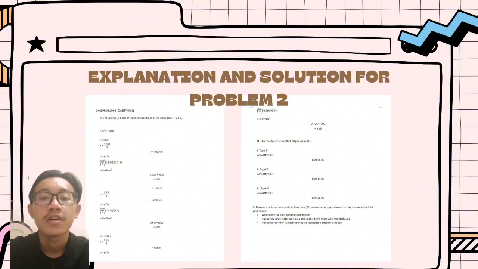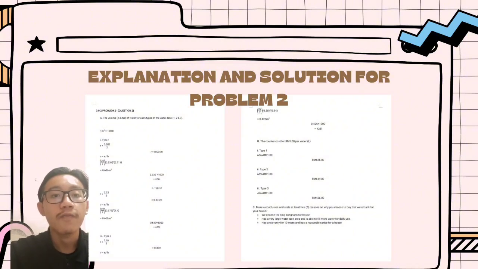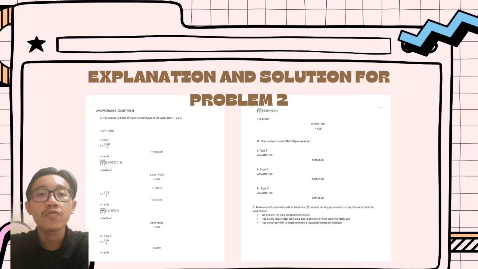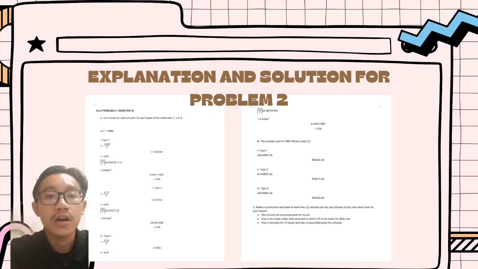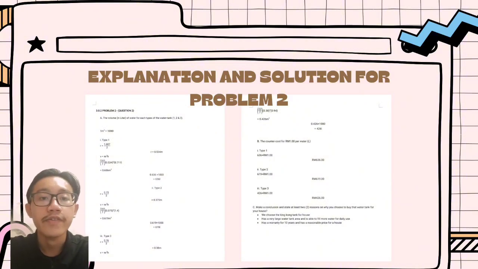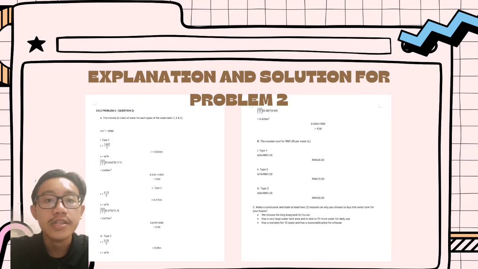And we find the volume. We use the formula V equals pi r square h. Then we substitute the values of pi, r, and h and we get 0.426 meter cube. The cost is 1 ringgit per liter of water. The first type is 636 ringgit. The second type of water tank is 619 ringgit, and the last water tank is 426 ringgit.